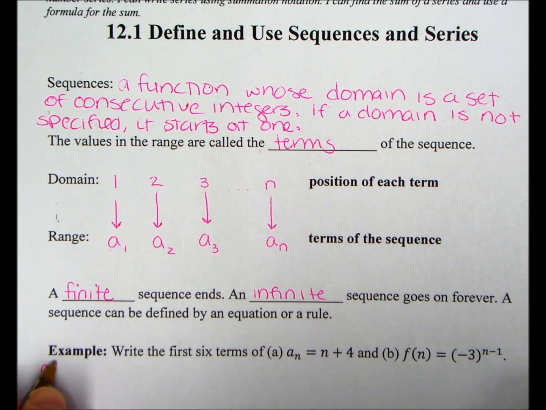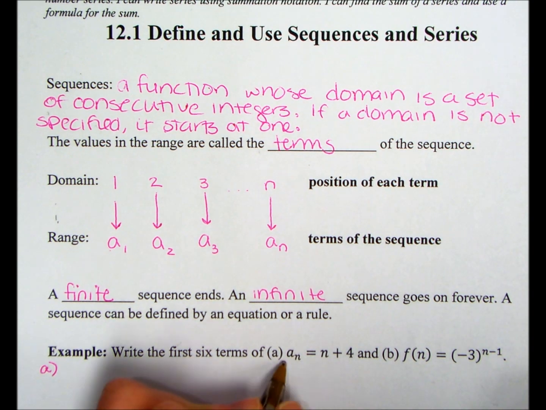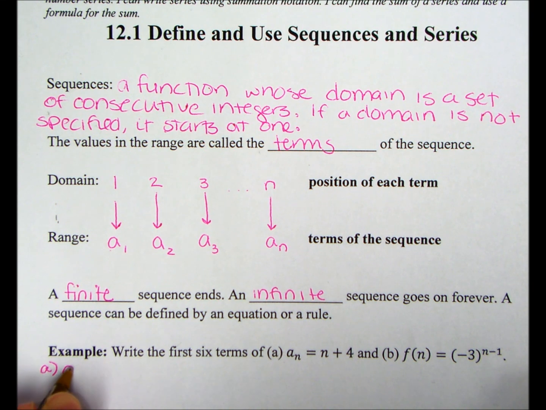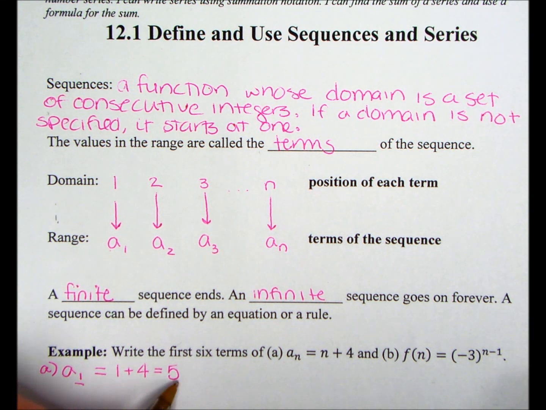So for A, we are going to write the first terms of a_n equals n plus 4. I'm going to start by saying what happens when n is equal to 1. That's going to be my first thing I plug in. So my first term happens when I plug 1 in for n. So I get 1 plus 4, which gives me 5. That is my first term. My second term happens when I plug 2 in for n. So back into the original, 2 plus 4 is equal to 6. So my second term is 6.